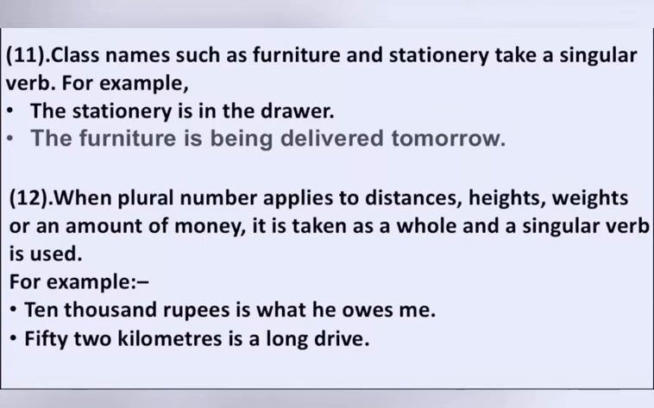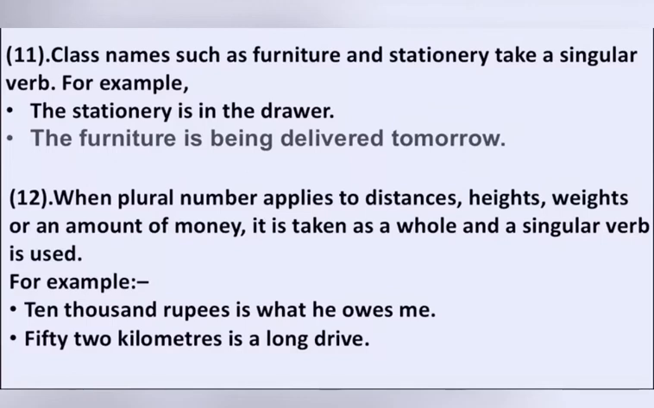Now, rule number 12. When plural number applies to distances, heights, weights, or an amount of money, it is taken as a whole and a singular verb is used. For example, 10,000 rupees is what he owes me. Here, 10,000 rupees is plural, but it has been taken as a whole amount. So, that's why it has been followed by a singular verb, is.